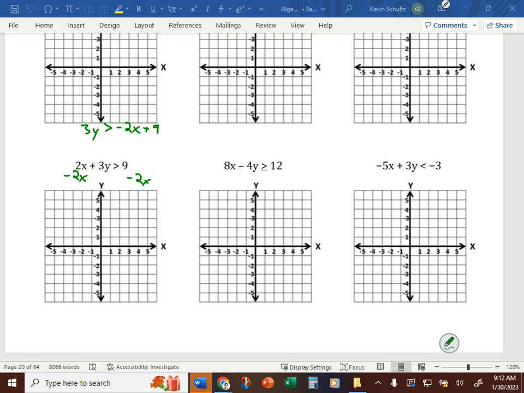And then who remembers what we do here? Colin? Divide by the coefficient of y, and you end up with y is greater than -2/3 x plus 3, and now that is in slope intercept form. So first step, move your x term over using opposite operations. Second step, divide by the coefficient of y, and then you have your slope intercept form. We did not have to flip our inequality symbol here because what we divided by was positive.